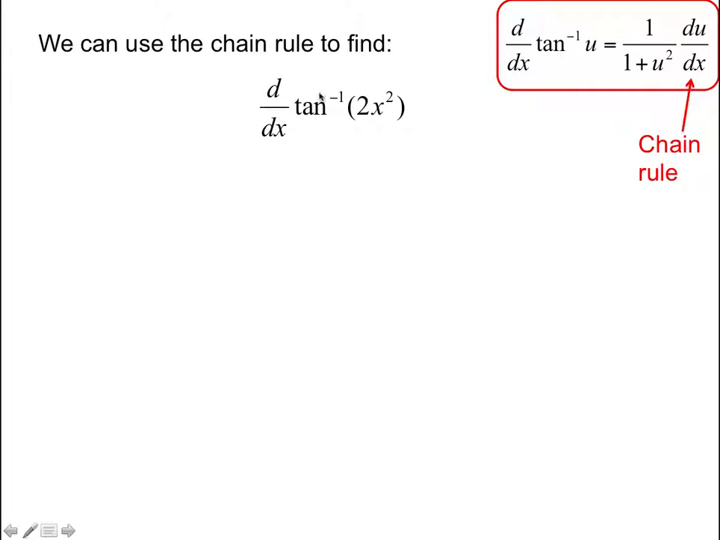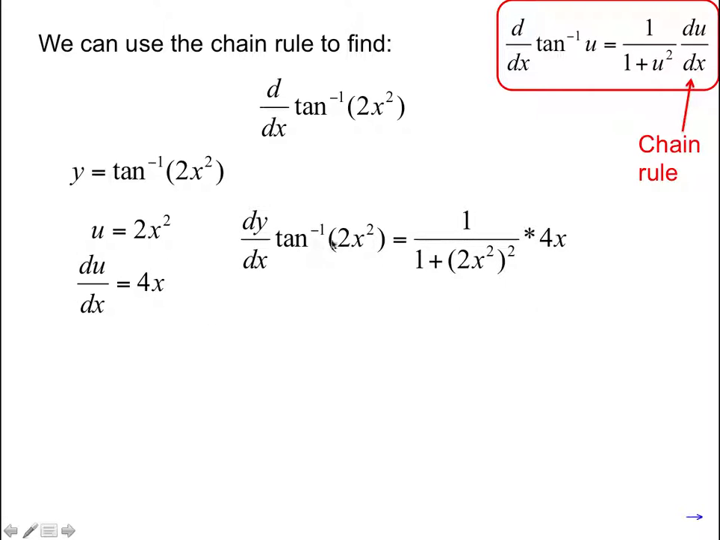Let's take a look at inverse tangent of 2x squared. So there's our function. We call u 2x squared because this derivative is set up for tangent inverse of u. And so everywhere we see a u, we're going to be putting a 2x squared. So let's take the derivative of u. That's 4x. That's our chain rule. This is the derivative of our inside.